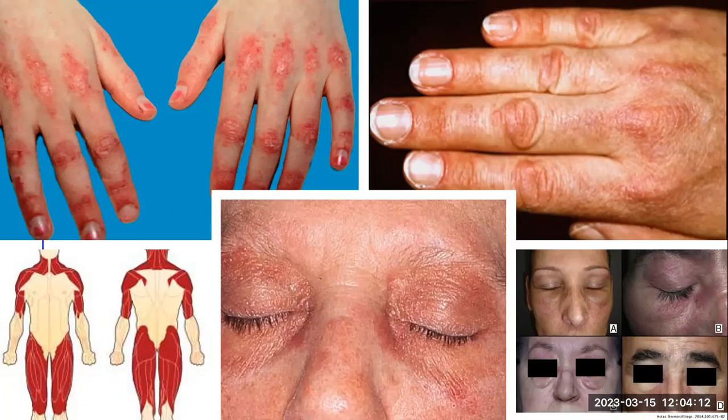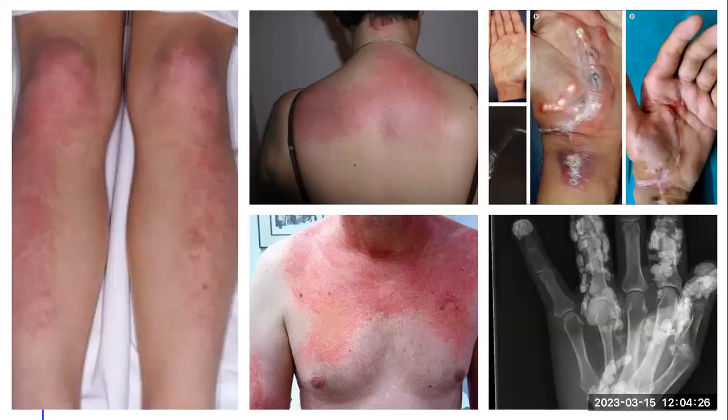on the extensor surfaces of the fingers, and then heliotrope rash around the eyes. The muscle involvement is seen in this picture, the characteristic proximal muscle involvement. Again, the rash could even present on the extensor surfaces of the limbs. And you can see the characteristic shawl sign on the anterior chest and posterior chest. Here too, the patient could have calcinosis cutis, which could be very destructive and extensive. The X-ray shows calcinosis cutis.